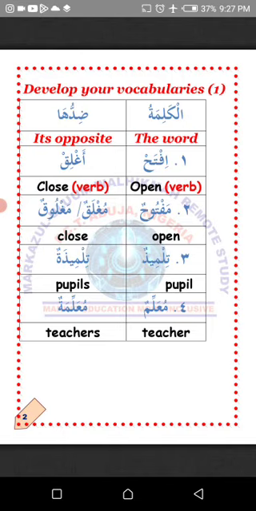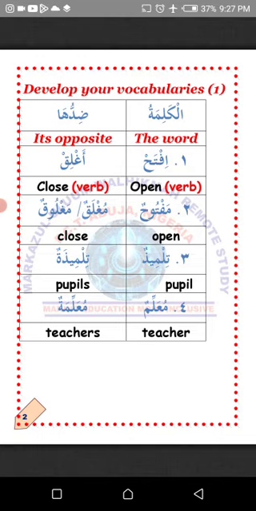In the case of a single female person, you say agliki, close. Ithnan, number 2: maftuh, open. The opposite, moglak or magluk, close. Al-bab maftuh, the door is open. Al-bab moglak, the door is closed.